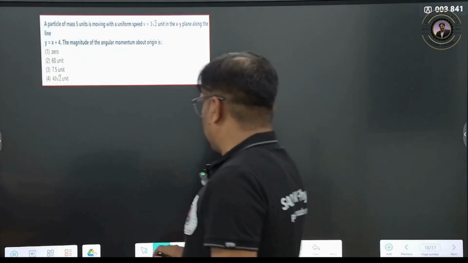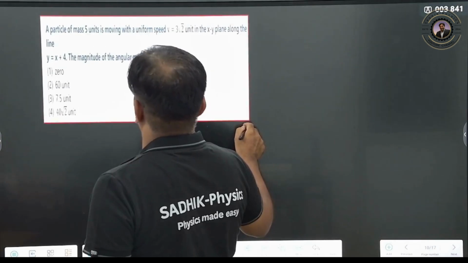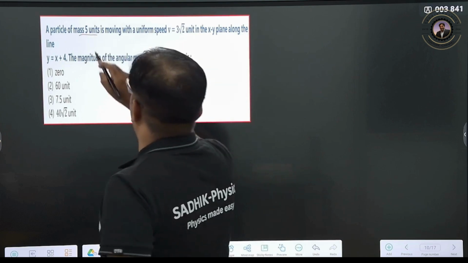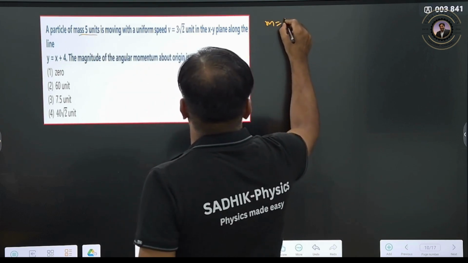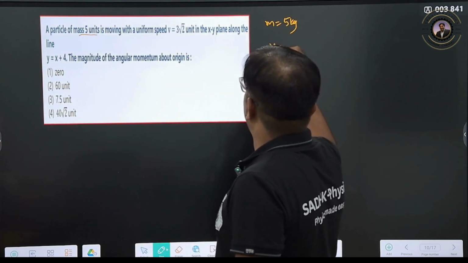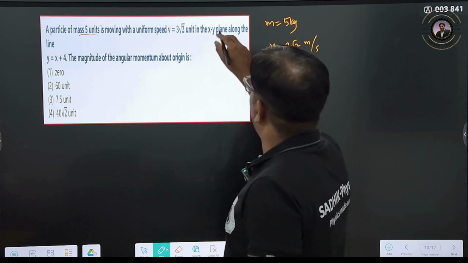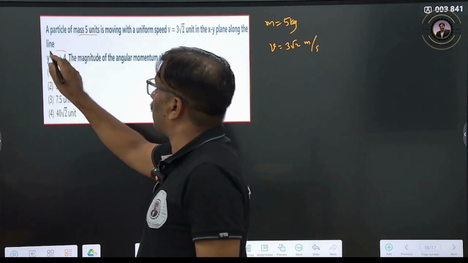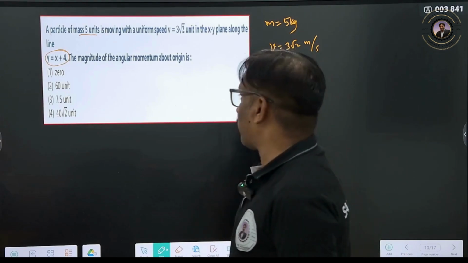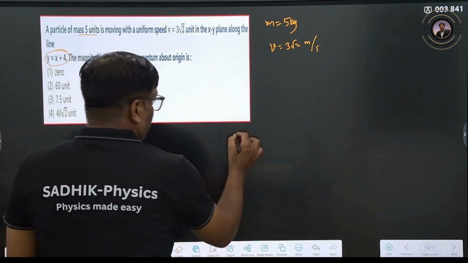Let us see. A particle of mass 5 units, that means mass is 5 kg. It is moving with a speed of 3 root 2 meters per second in the xy plane, along a line given by an equation. We want to calculate the magnitude of the angular momentum. First, it is going along y equals x plus 4. We can write down this equation now.